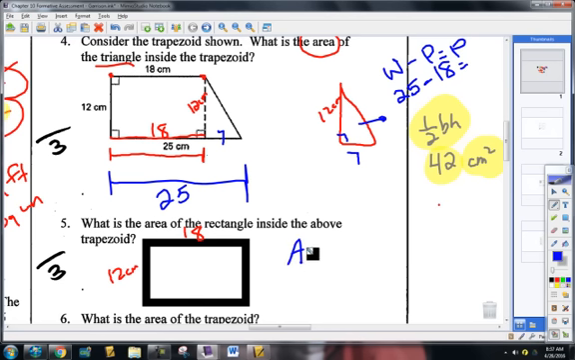So we're going to do area equals base times height. So we're going to do 12 times 18 this time. 12 times 18. What is that?